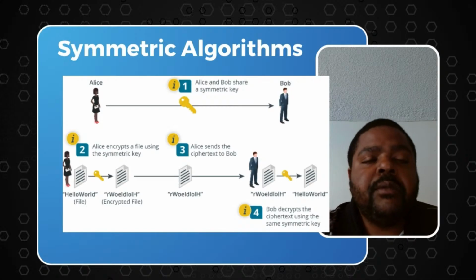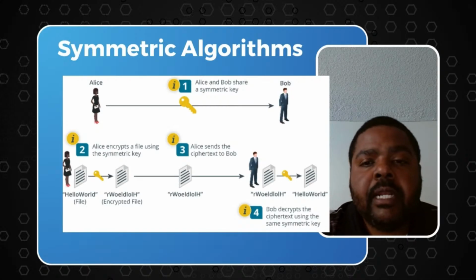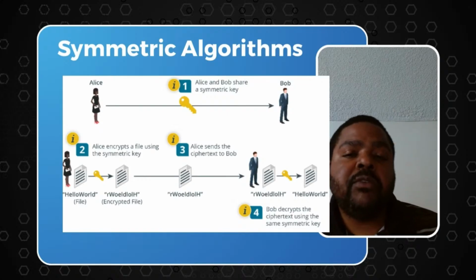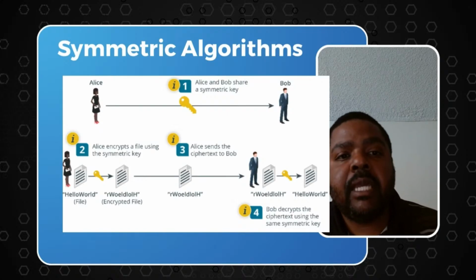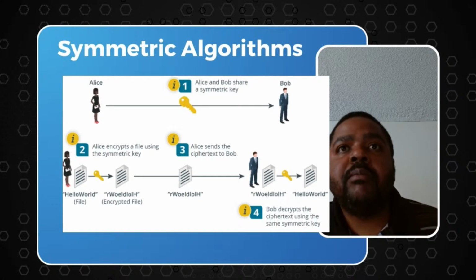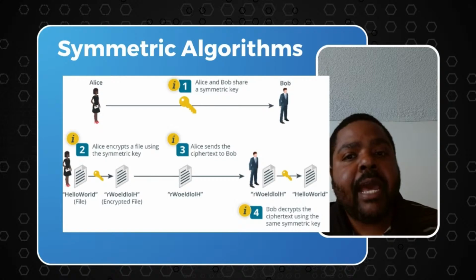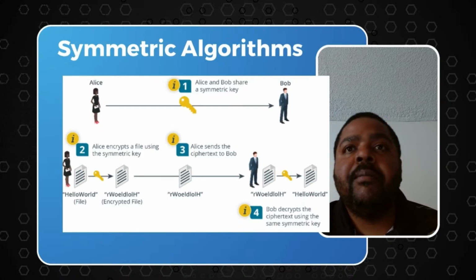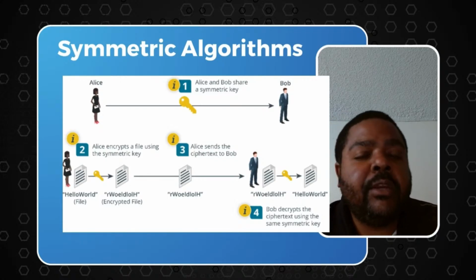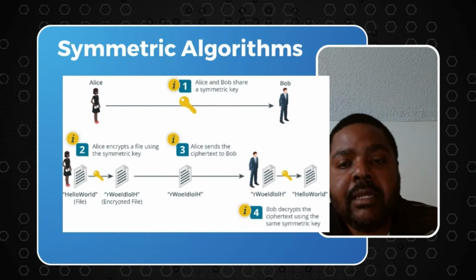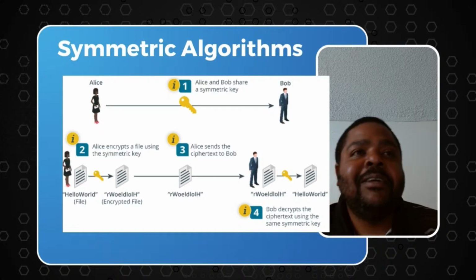In this diagram here, you see what I was explaining in that last slide: in symmetric algorithms, we're going to use that same key. The problem is that when Alice wants to communicate with Bob, she's going to have to give him that key. And when you think about it in the real world, how am I supposed to give you a key securely? You understand?